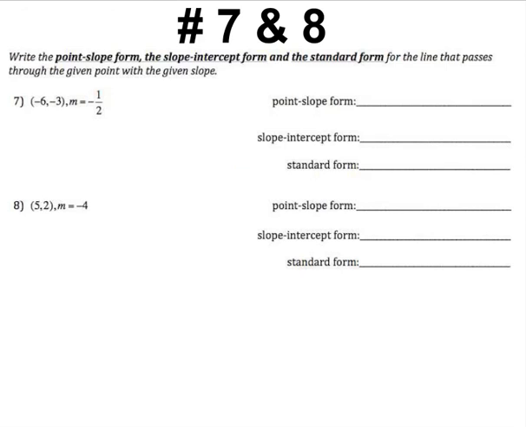Okay, 7 and 8. So now we're writing in point slope form and slope intercept form and standard form for the line that passes through the given point with the given slope. If it gives you a point and a slope, it's pretty easy to put it into point slope form. So I'm going to start with that. So I get y plus 3 because it's y minus a negative 3. So y plus 3 equals, and this is a negative 1/2 times the quantity x plus 6. And that's already putting it in point slope form.